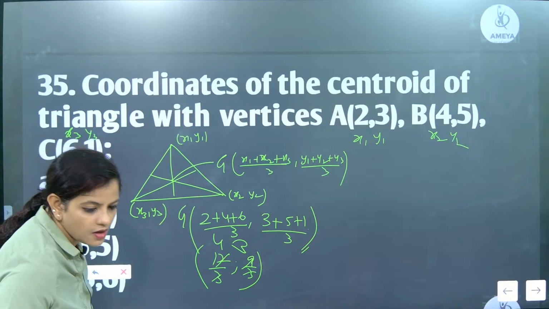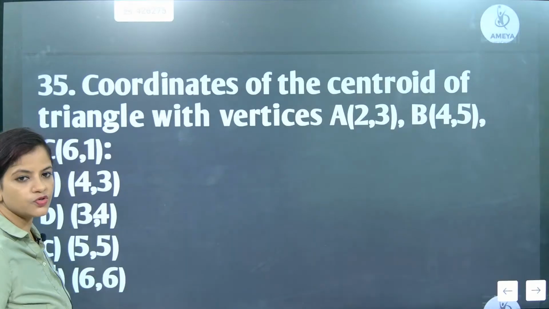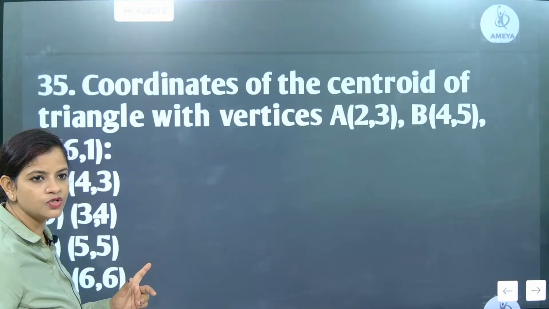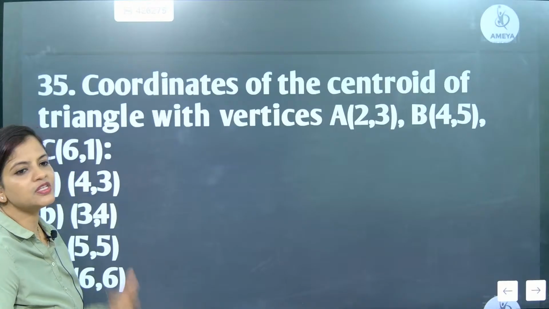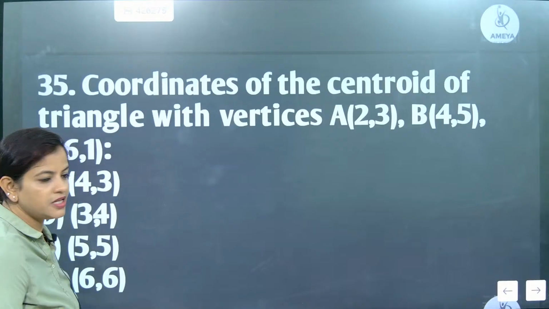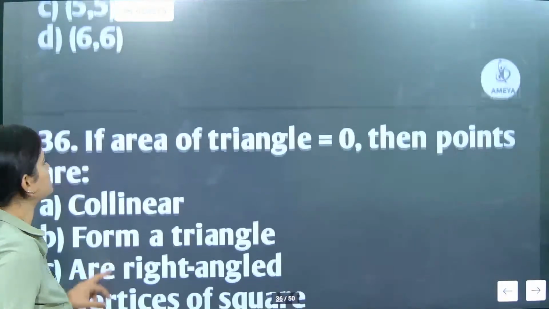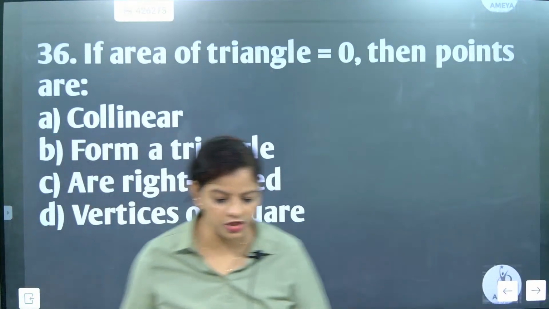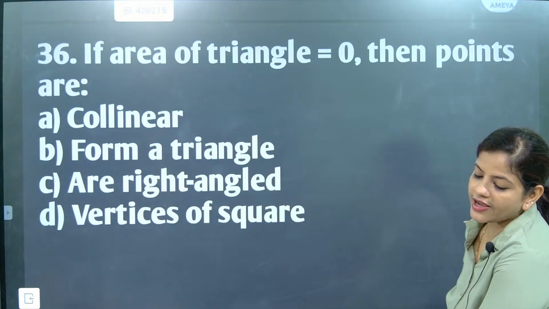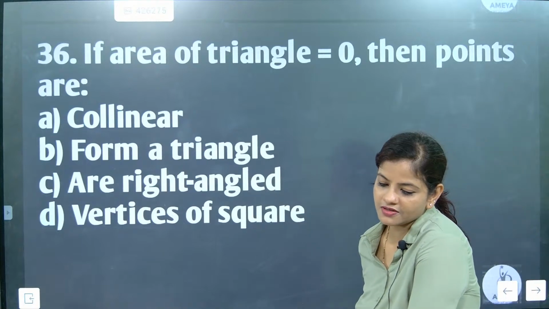Correct? Now we will go for the next question. Are you ready for the next question, beta? You understood the answer, na? X1 plus x2 plus x3 divided by 3, and y1 plus y2 plus y3 divided by 3. Okay? Go for this question: if the area of a triangle is equal to 0, then the points are?